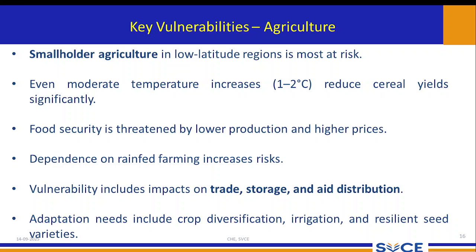In fact, the adaptation needs include crop diversification, irrigation, and resilient seed varieties. So resilient planning is very, very important. Crop diversification: for example, this crop needs a lesser amount of water and gives you more yield. Obviously, because of the scarcity of water available, we can go for different types of crops to cultivate. Crop diversification. Irrigation is very important, and resilient seed varieties.